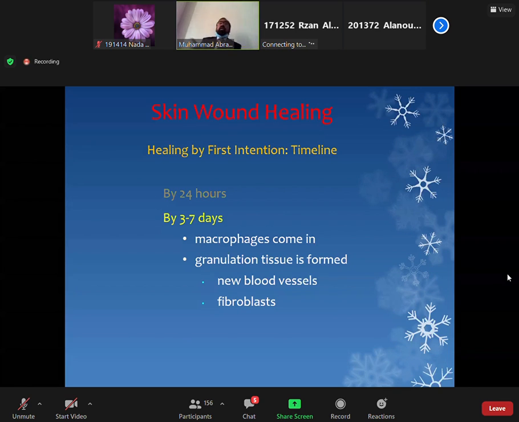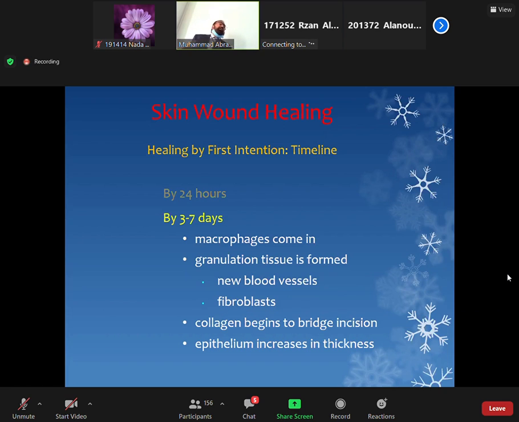The mess which has been created by neutrophils will be cleaned by macrophages. Granulation tissue is formed. What is granulation tissue? It is newly formed blood vessels and fibroblastic proliferation, so both of the things are going on. And then finally, collagen starts. Collagen is being secreted by fibroblasts. Fibroblasts have the capacity to secrete collagen. So collagen will be started and the bridge will be formed across, right? If the cut area is there, a bridge will be formed.